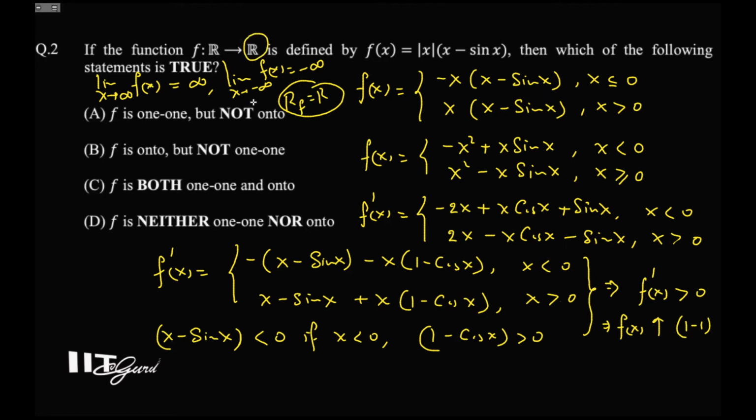And here the codomain is also all real numbers. So this function is onto. So it is onto and one-one, and hence we can say option C is correct. Yes, option C is correct for both one-one and onto, which is also called injective.